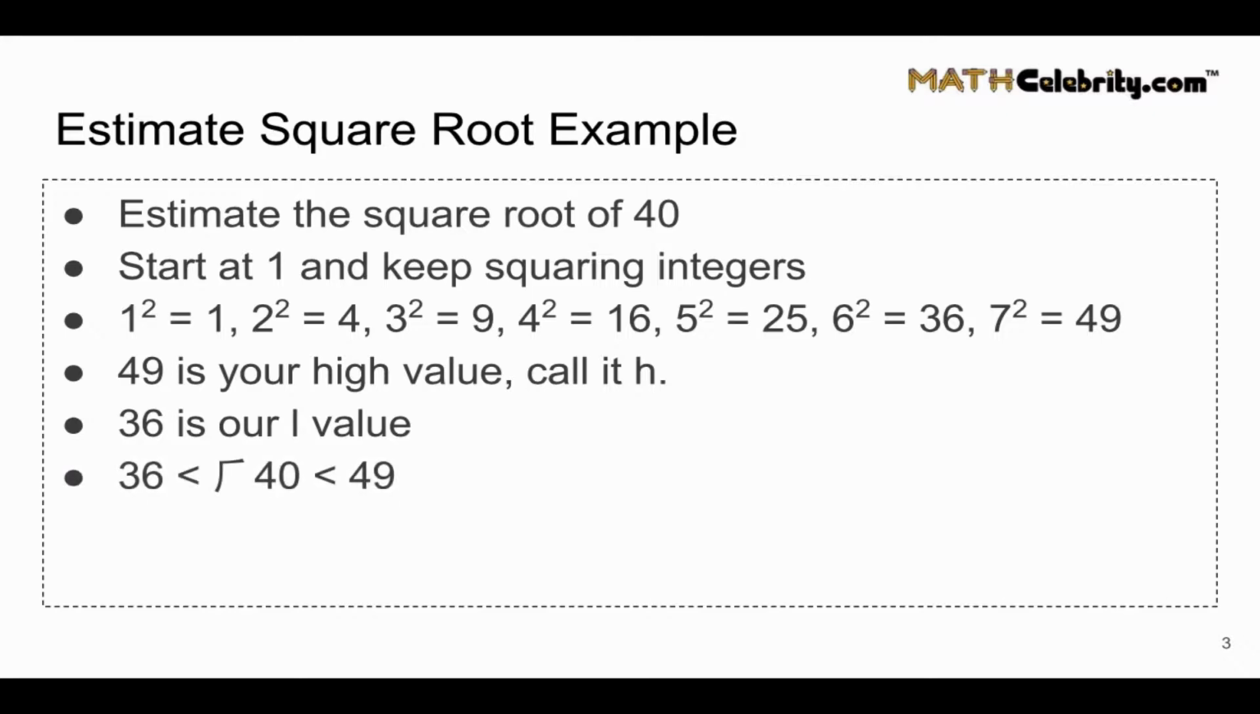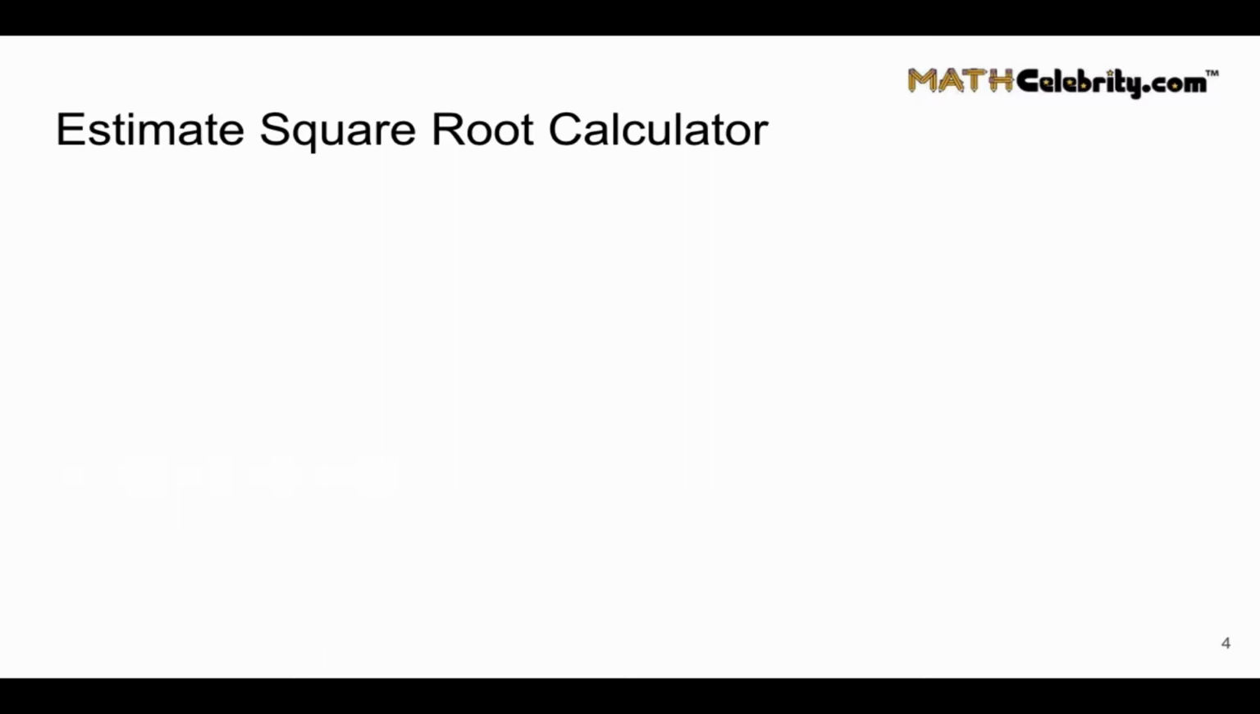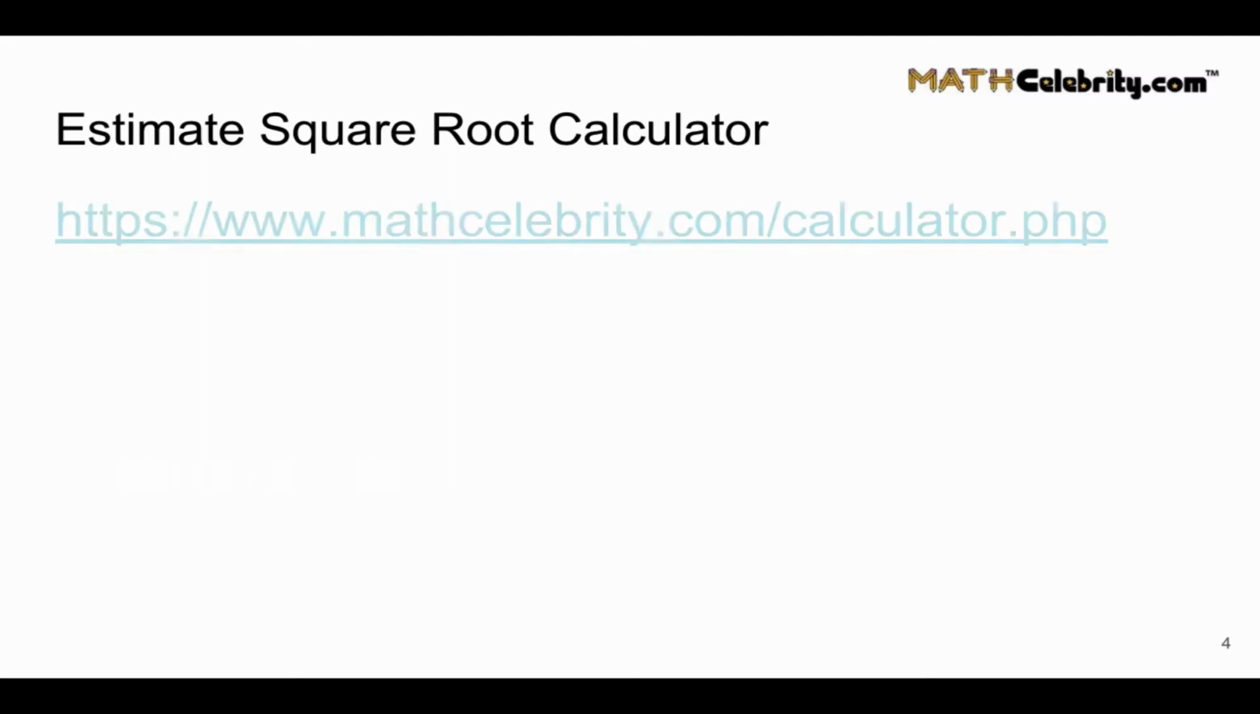And our square root of 40 sits in the interval between L and H, which is 36 and 49. So the square root of 40 is greater than 36, but less than 49. And we did all that without using a calculator. Now, how would you like to use a calculator if you ever get in a jam to use these exact steps on the PowerPoint to estimate the square root of a number? Yeah, I thought so. So here's what you do.